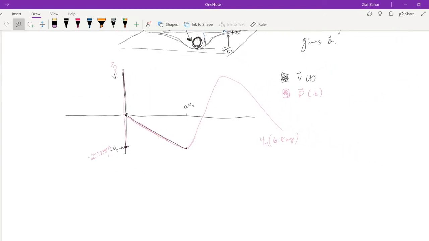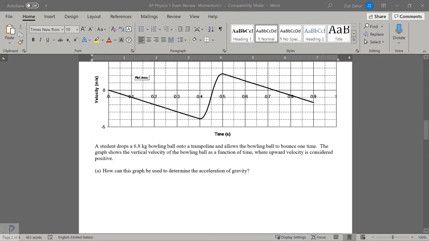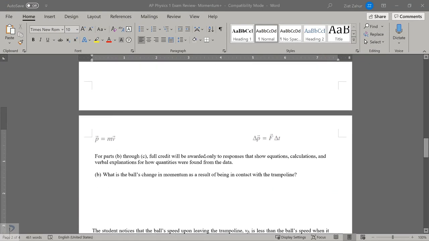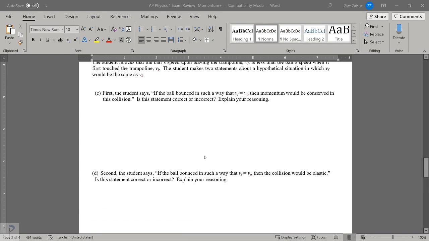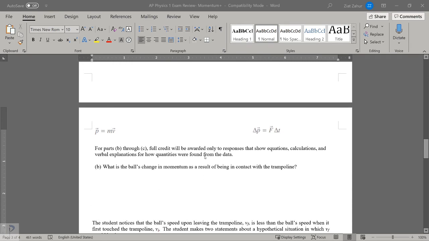Let's take a look at part B now. For parts B and C, full credit will be awarded only to responses that show equations, calculations, and verbal explanations for how quantities were found from the data. As you can see, as I was saying, don't just use equations, but also explain what you want to say with them. So in complete sentences, write down what you mean.